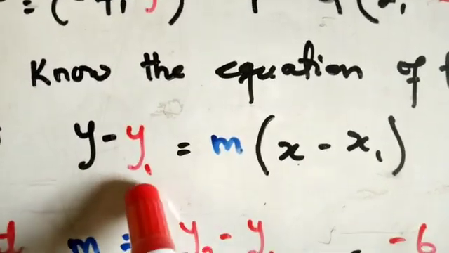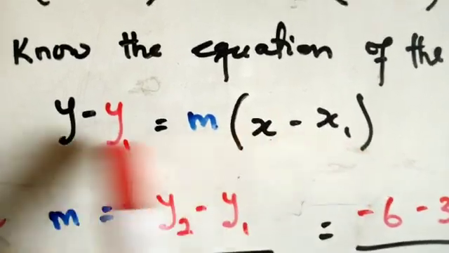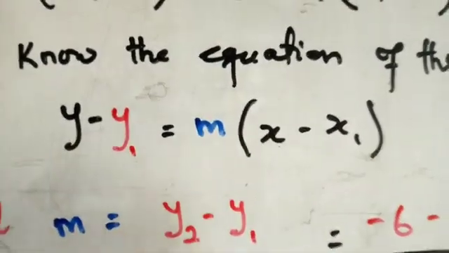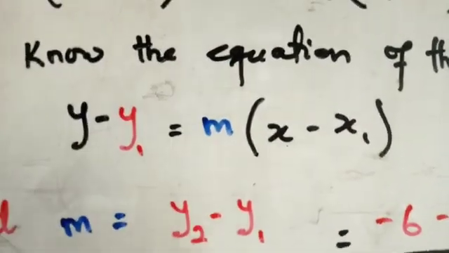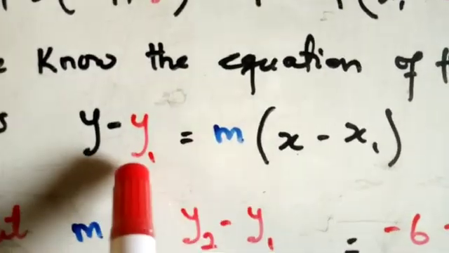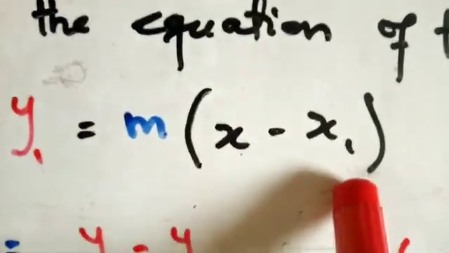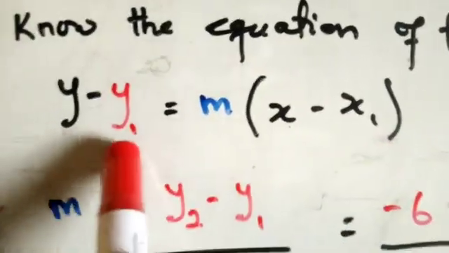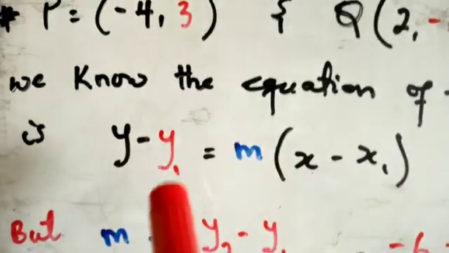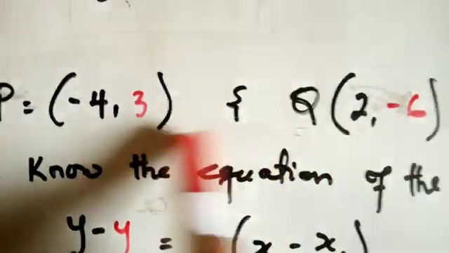Out of this we need three things: the y1, the m, as well as the x1. The other two are just random numbers we assume we don't know. So the only things we need out of the equation of the line are these three: y1, m, and x1. Now look, we are given two different points here.